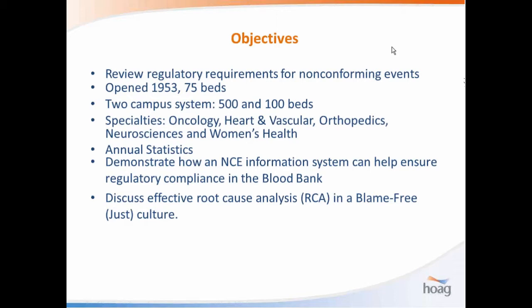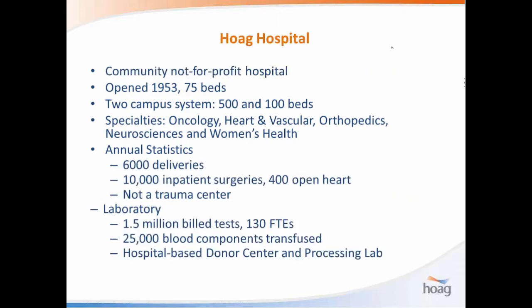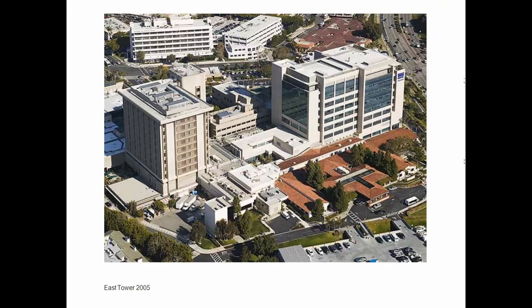Hoag Hospital is a community not-for-profit hospital. We're a two-campus system, 500 and 100 beds. We are not a trauma center. We do a lot of deliveries, about 10,000 inpatient surgeries, and we transfuse about 25,000 blood components per year, with 130 FTEs and 1.5 million billed tests a year. And up until just a little while ago, we had a hospital-based donor center and donor processing laboratory.